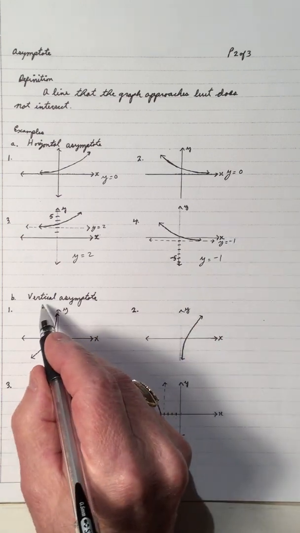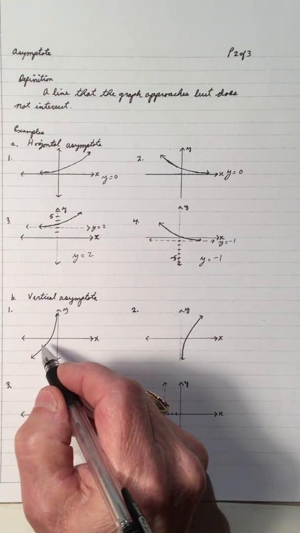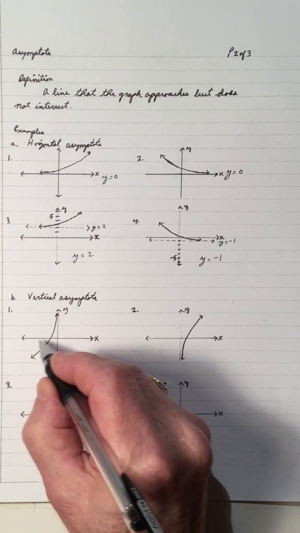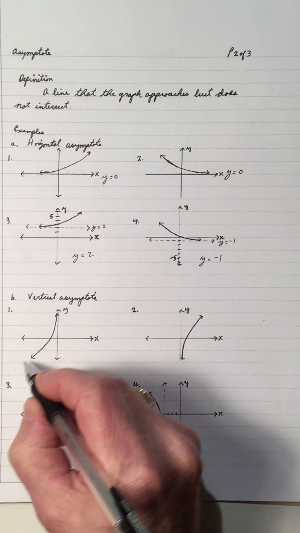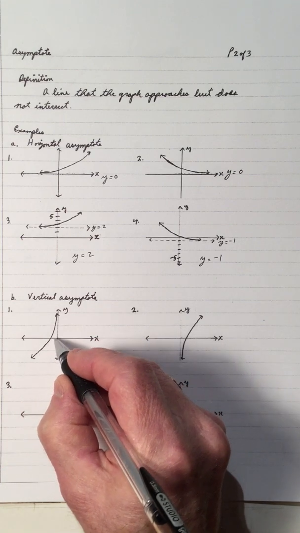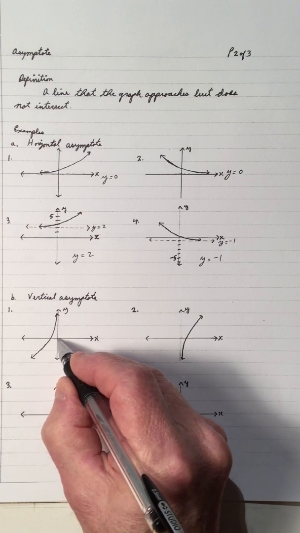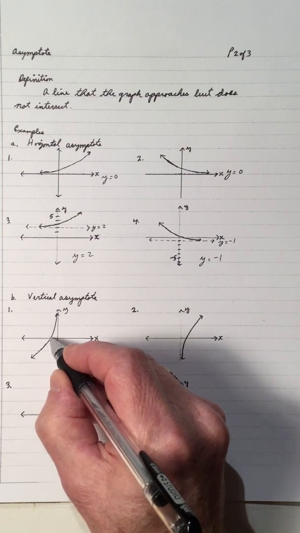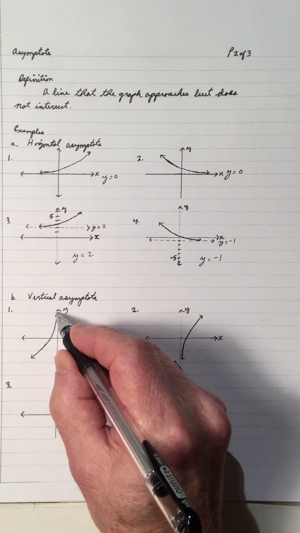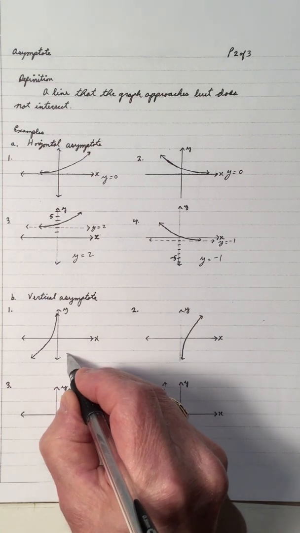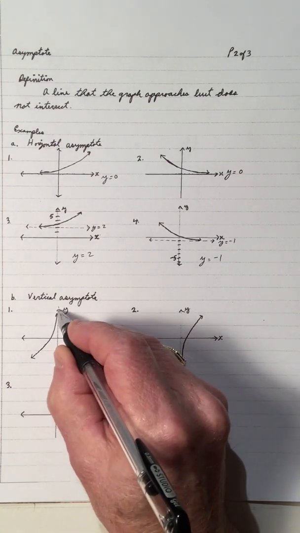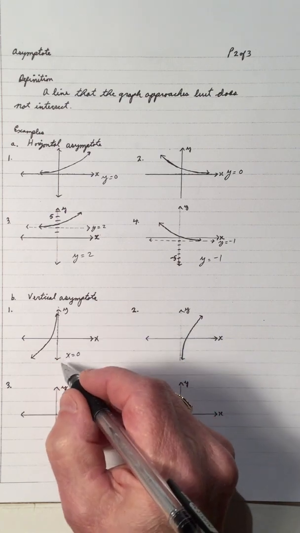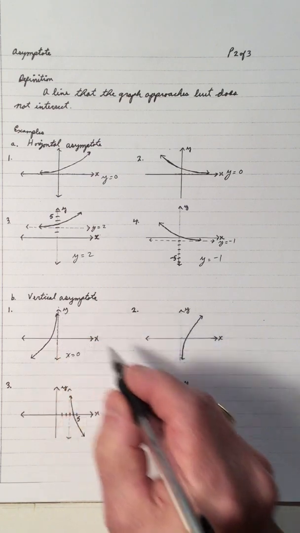Now, another type of asymptote is what we call the vertical asymptote. So notice that this graph, as x goes to negative infinity, y is going down to negative infinity. But as x approaches 0, x is 0 right here, this graph goes up and up and up, but is not touching. So x equals 0 is the y-axis. So the asymptote is x equals 0. It's approaching it but not touching it.